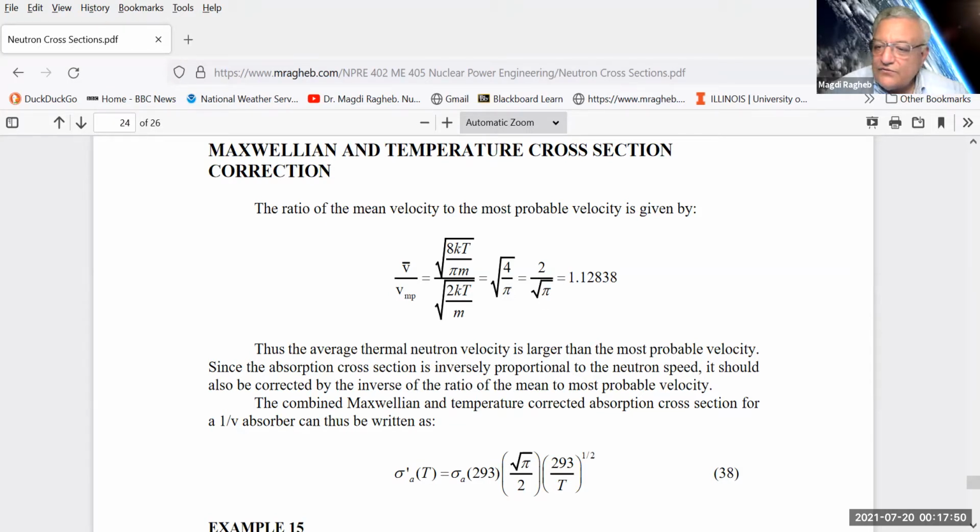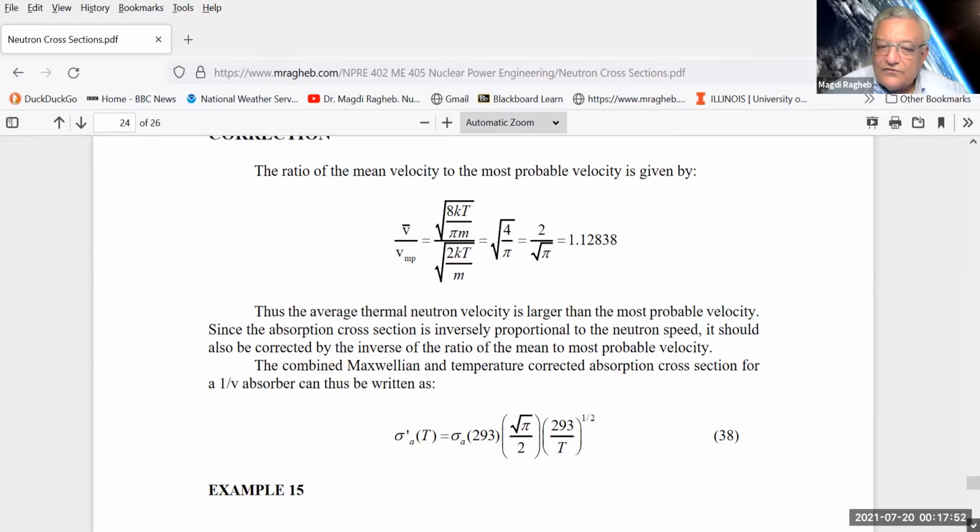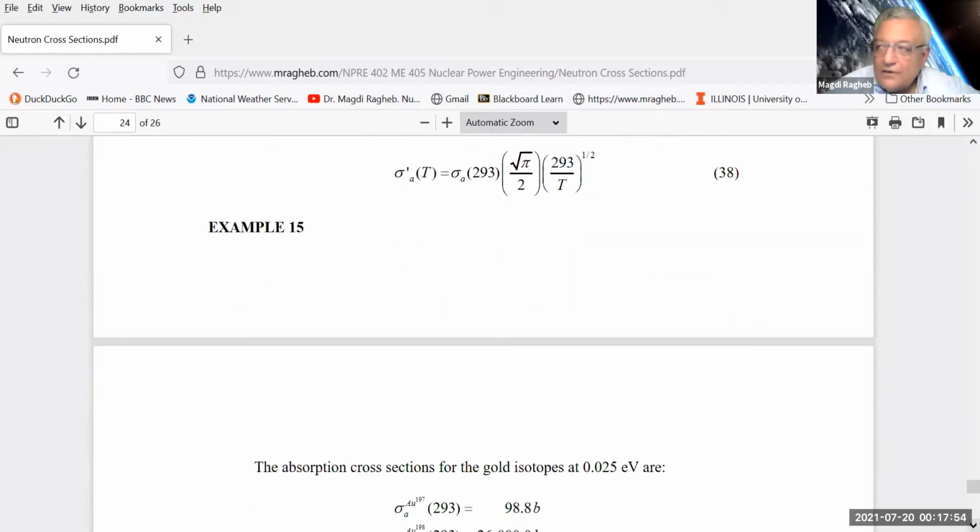So whenever we are using cross sections in general that we get from the tables provided to us, we need to introduce two corrections: a correction because we are using a Maxwellian, and a correction because we are operating the system at a given temperature other than 293, which is 273 plus 20, the room temperature.